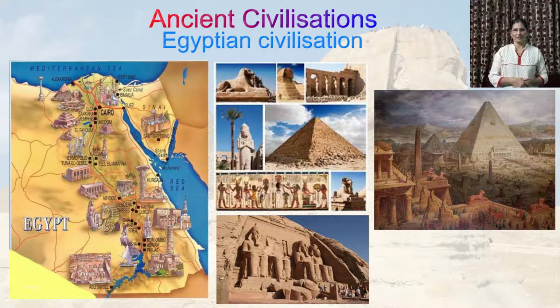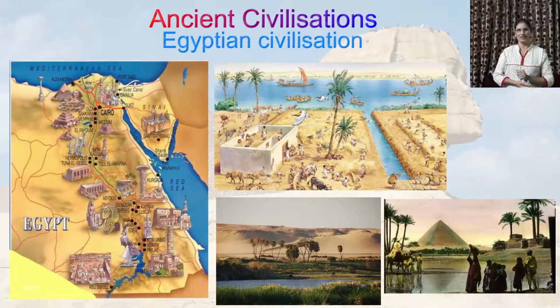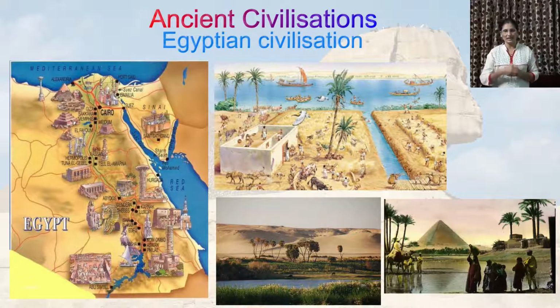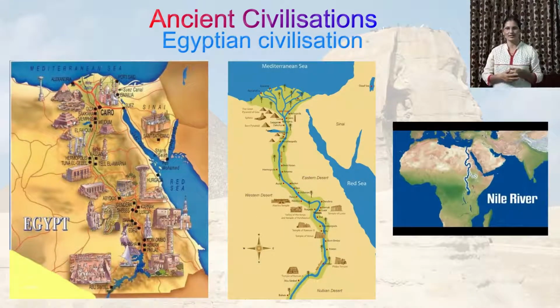Now we'll learn about the first ancient civilization of the world, that is the Egyptian civilization. Children, where did this civilization take place? Yes, Egyptian civilization took place on the banks of the river Nile, and the Nile is the longest river in the world, and it is the major north flowing river in the continent of Africa, and it joins the Mediterranean Sea.